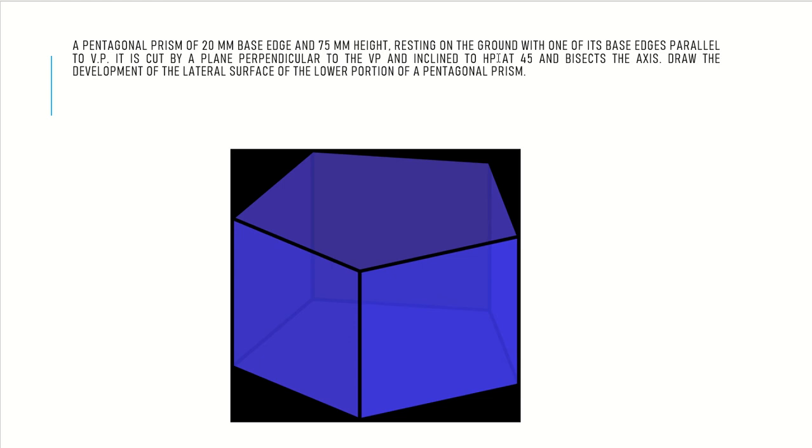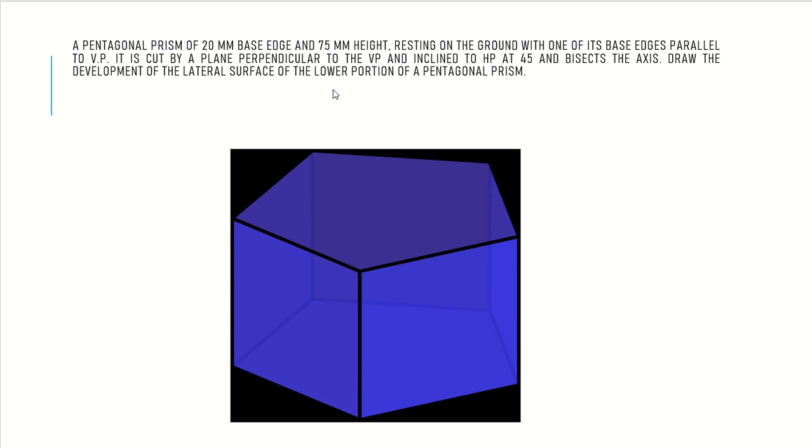So a plane inclined at 45 degrees is cutting the object at the axis. That means it is cutting the midpoint of the axis. It bisects the axis, meaning it cuts the midpoint of the axis. Now you are asked to draw the development of the lateral surface of the lower portion. That is, after using the cutting plane, you will be getting a lower portion, and you are asked to draw the development of its lateral surface.